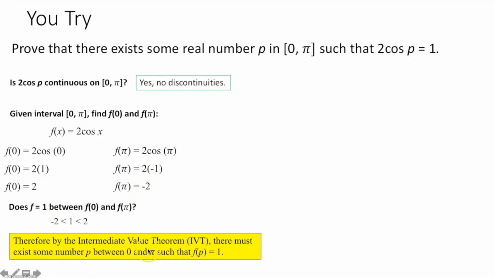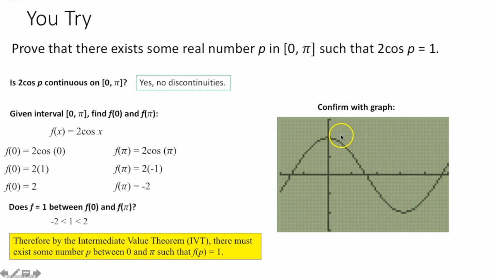So therefore, by the intermediate value theorem, there must exist some number p between 0 and pi such that f of p is equal to 1. There must be some x value, and we're calling it p, on this given interval that would cause this function to equal 1. And you look at the graph and you can see, yes, we confirm our results. Between 0 and pi, we have a y value equal to 1.